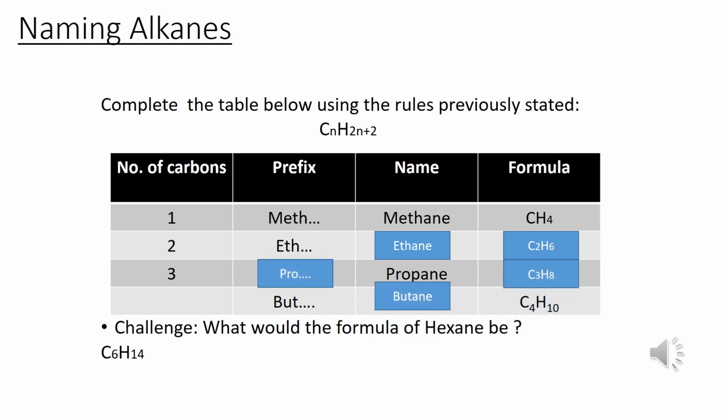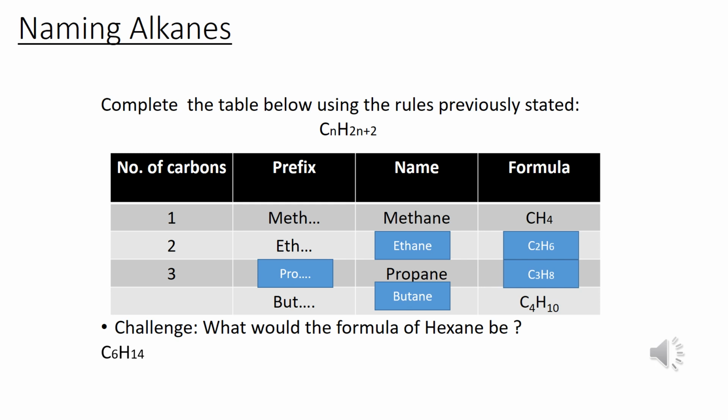Right, your next task is you need to complete the table below using the rules previously stated. So you need to draw the table, write down the number of carbons, write down the prefix for each one of them, name the following hydrocarbon, and write down the formula for each one of them. The first one has already been done for you. Number of carbons, 1, prefix meth, name methane, and the formula is CH4. There is a challenge question which you can also try. What would the formula of hexane be? So pause the video now, draw the table, and complete the tasks.